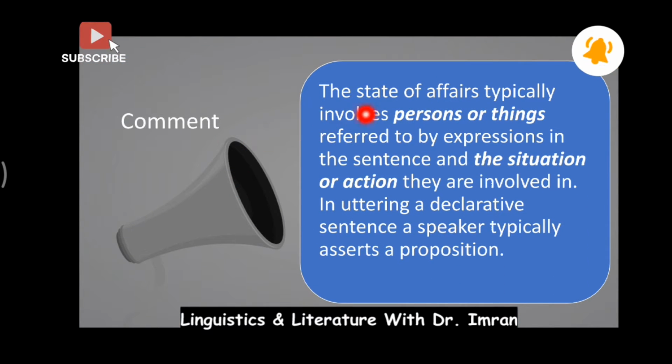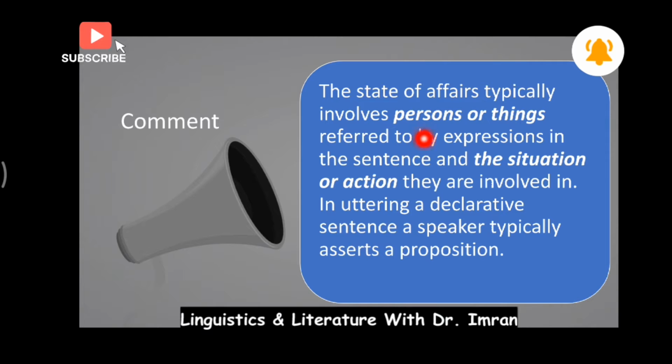The state of affairs typically involves a person or thing. So on the one hand, we have persons or things referred to by expressions in the sentence. So in a sentence, some expressions are used, and those expressions refer to persons or things. And the second thing is the situation or action. We might have a situation in a sentence, or we might have an action in a declarative sentence, that are involved in uttering a declarative sentence.